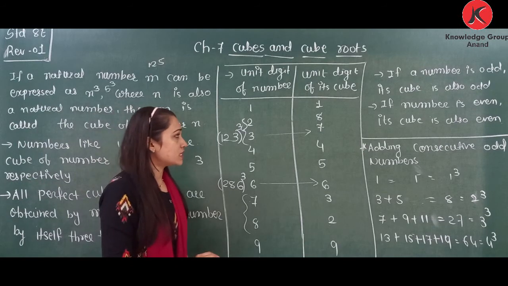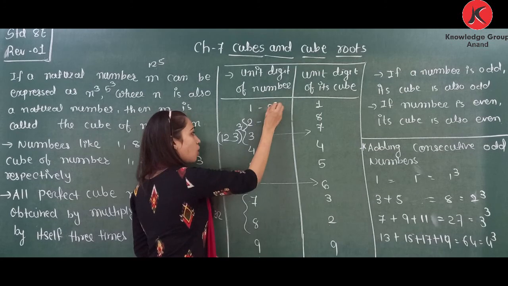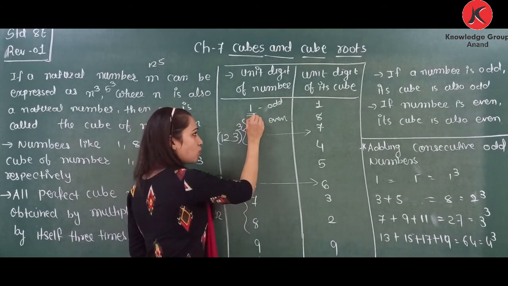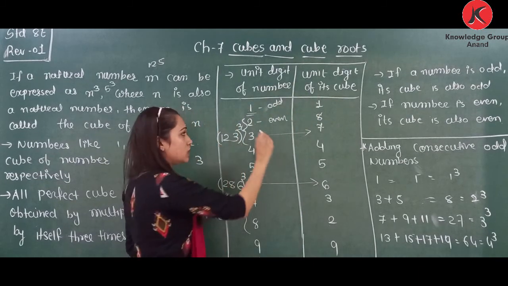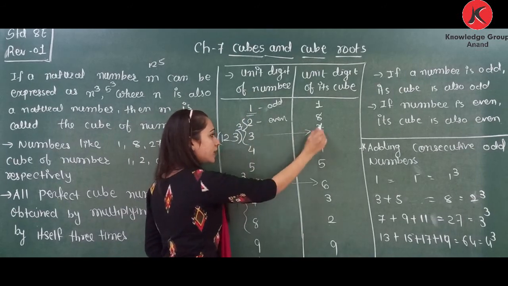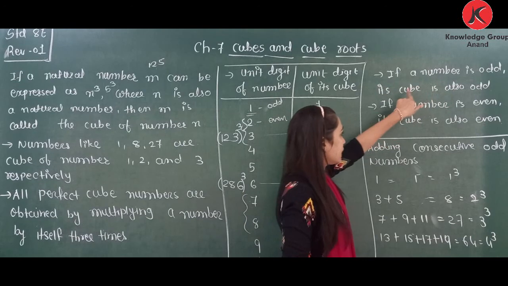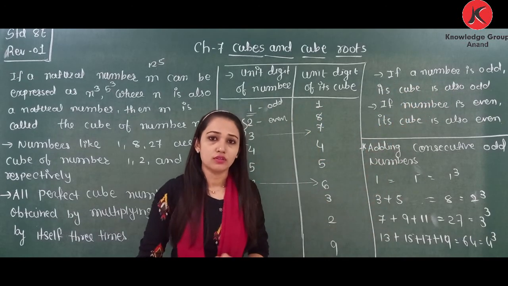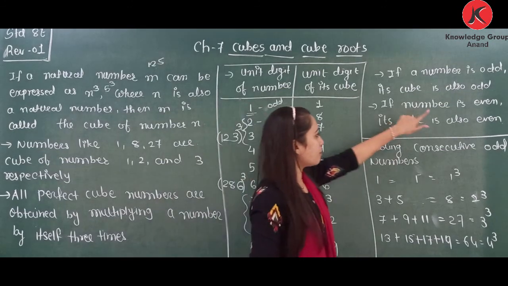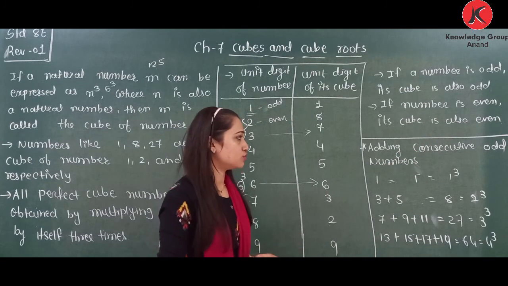Now, you can see that if a number ends with odd, then its cube is also odd. If even, then its cube is even. If a number is odd, then its cube is also odd. This kind of question can be asked for blank or true or false. If a number is even, its cube is also even. So this thing you need to remember.